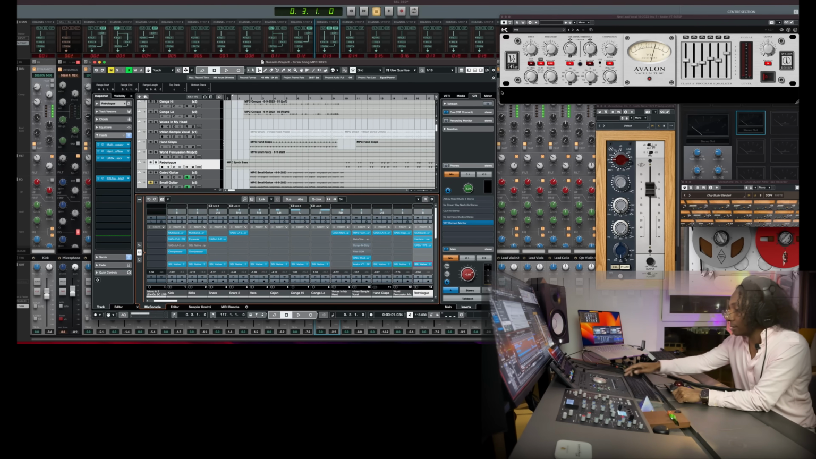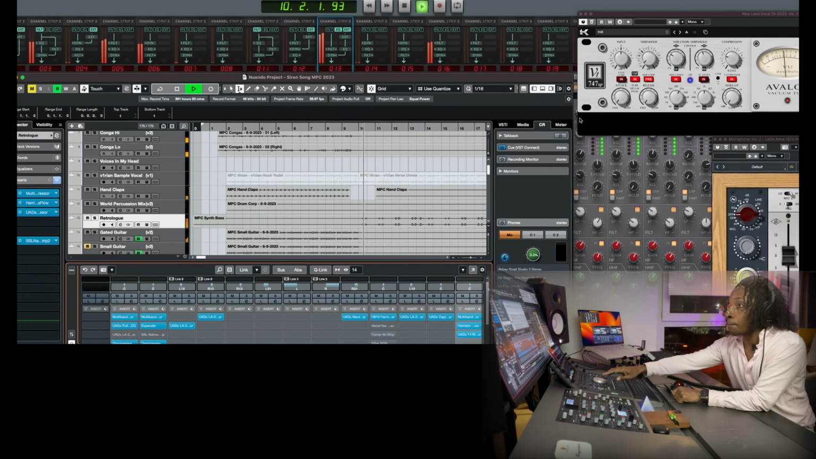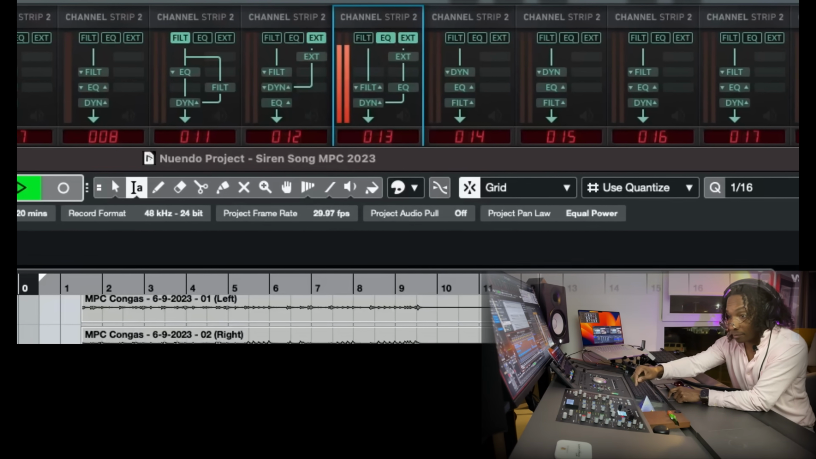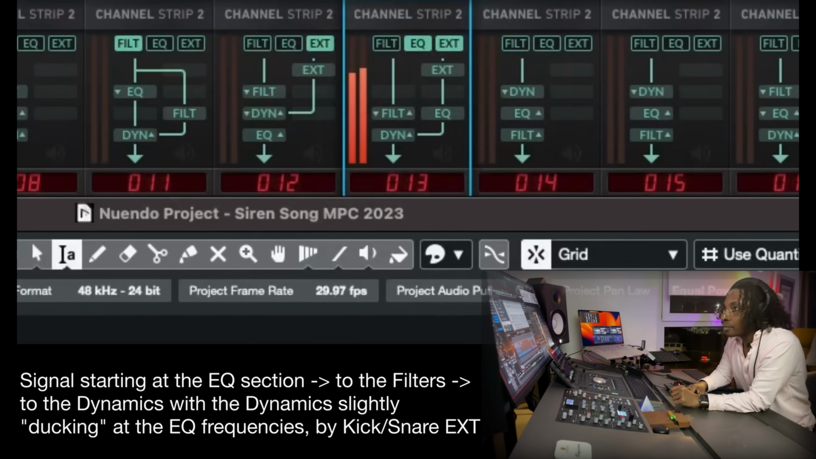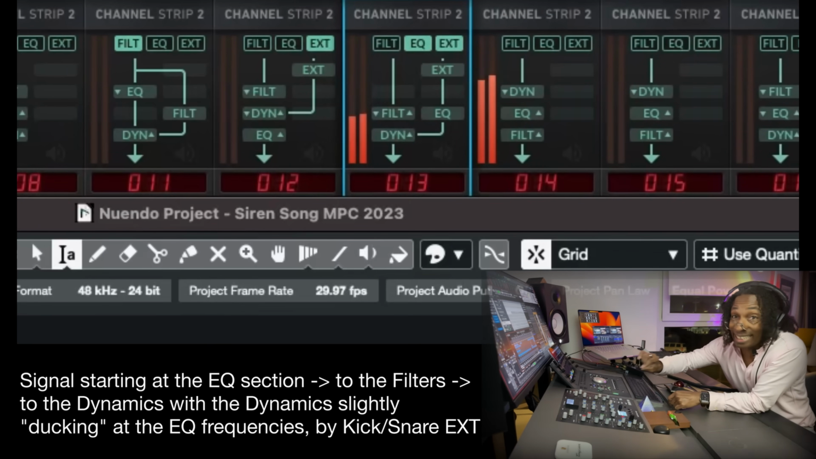Okay, let's see. So this is the synth bass I'm talking about. So right now what you're hearing is the sidechain is activated via external source and the EQ focuses are what's getting out of the way.